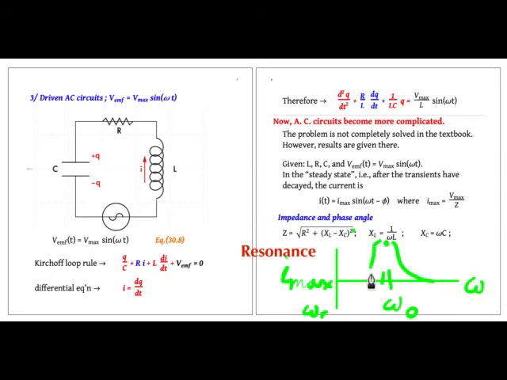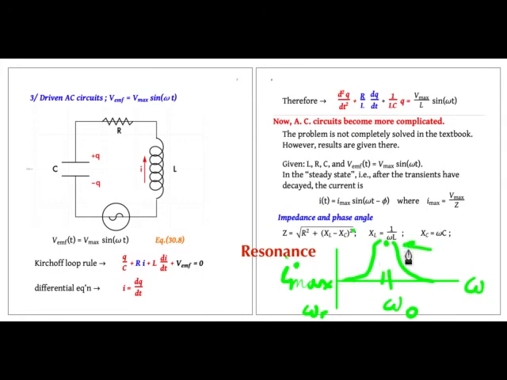current as a function of frequency, it has a maximum where XL is equal to XC. That is to say, where omega is equal to omega 0. And then the impedance increases, so the current decreases as omega deviates from omega 0. That's called resonance.